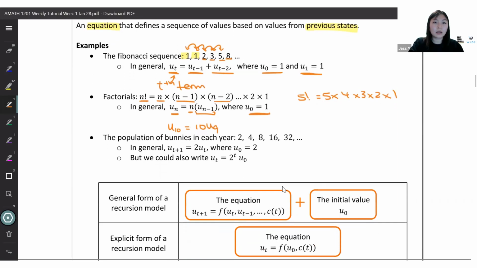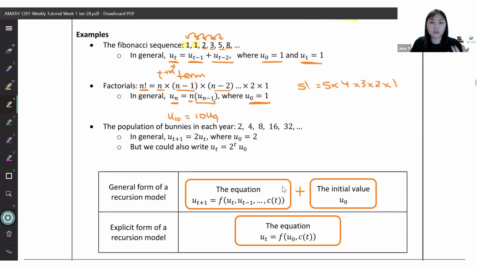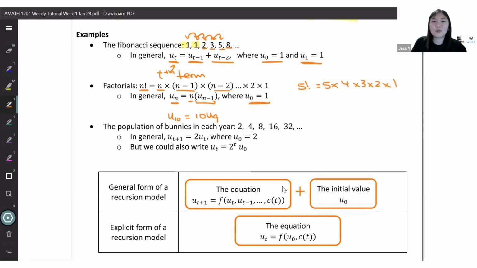And this example illustrates that, I think. If you have the population of bunnies, bunnies like to procreate, right? So we have the number of bunnies grow really, really quickly. Starts off in the beginning at 2. So at year 0, there's 2 bunnies.